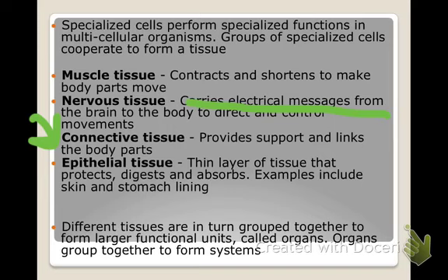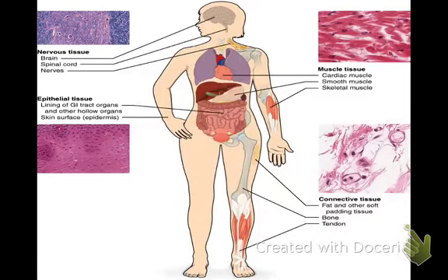So we went from specialized cells, where all the cells in an organ are doing the same kind of thing. Cells together make up tissues. We went over the tissues, and tissues grouped together are called organs. And then our organs group together to form organ systems. So that's what we're going to start talking about.